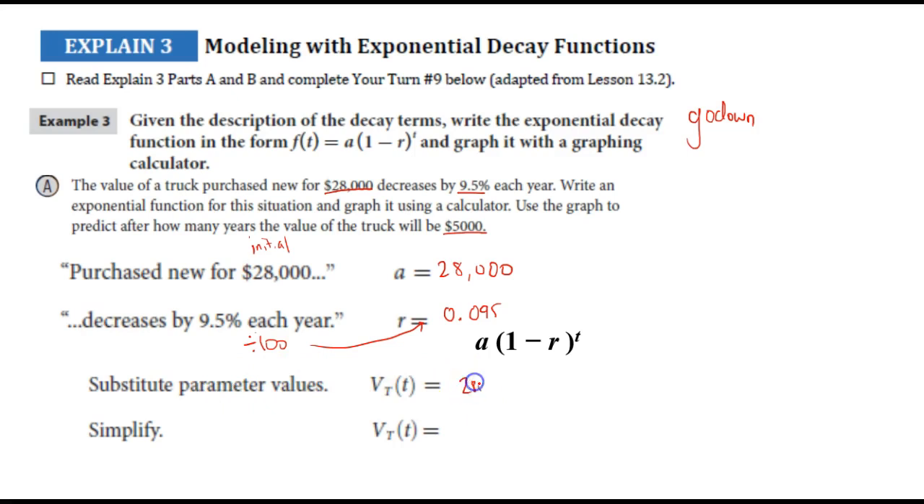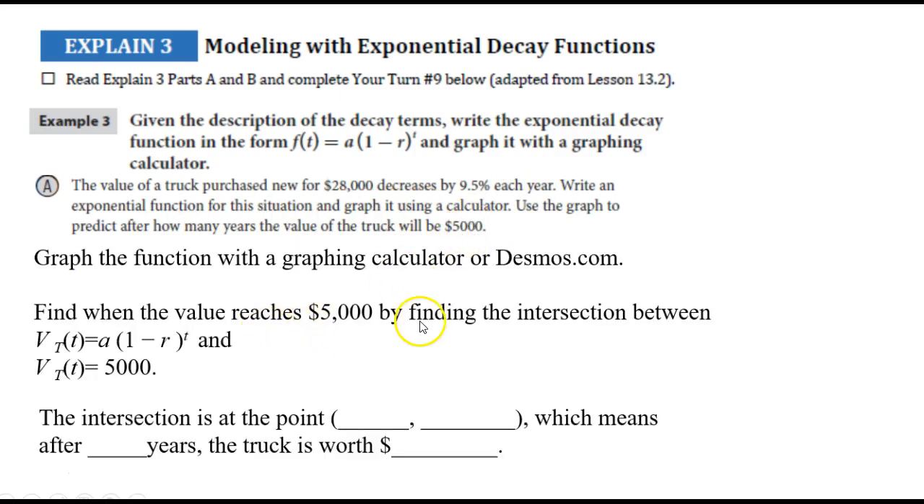So we're going to substitute those values in: $28,000 for a and 0.095 for r, and simplify this out. Go ahead and figure out what 1 take away 0.095 is. That would give us about 28,000 times 0.905 to the t power. All right, we have written an exponential function. Next we're going to graph it using our graphing calculator.